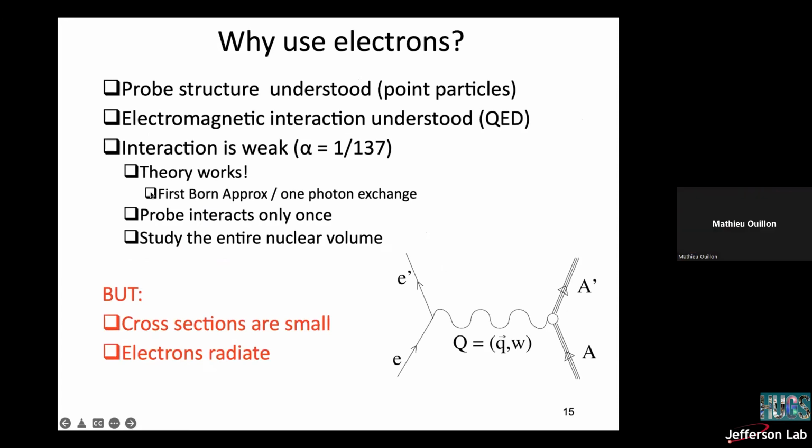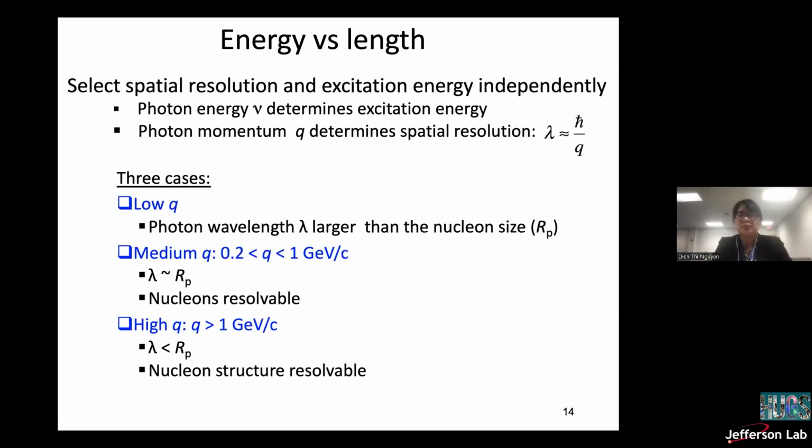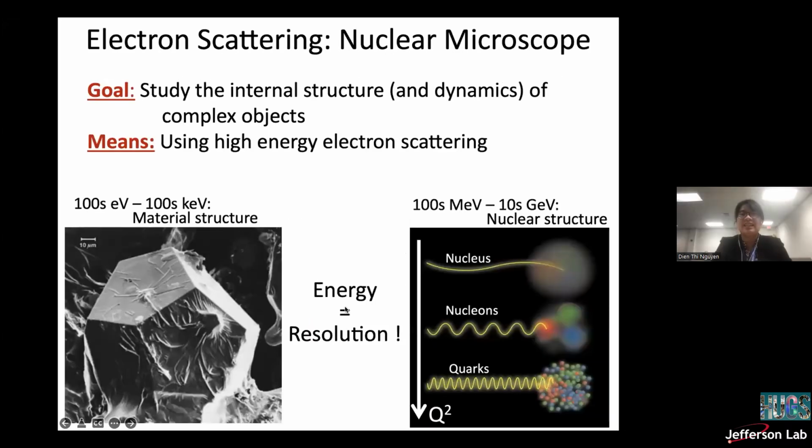Hello, I have a question. About the low Q, what is studied in the case of low Q? Can you say it again? Can you explain what is studied in the case of low Q? I mean, if the wavelength is not small enough, then we cannot probe the nucleon.